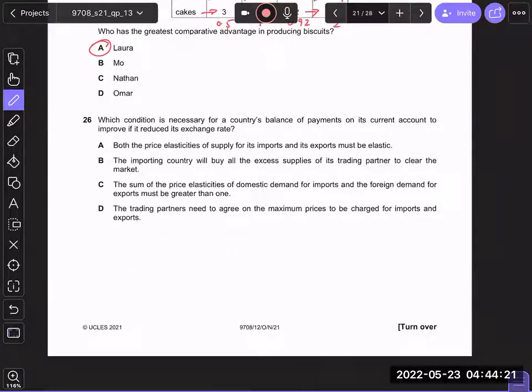Which condition is necessary for a country's balance of payment on its current account to improve if it reduces the exchange rate? Basically, if you depreciate the exchange rate, which condition is necessary? Both PEDs, price elasticity of supply of its imports and exports, must be elastic. The importing country will buy all the excess supplies of its trading partners. The sum of the price elasticity of domestic demand for imports and the foreign demand for exports must be greater than 1. Yes, this is your Marshall-Lerner condition. PED of exports plus PED of imports should be greater than 1.